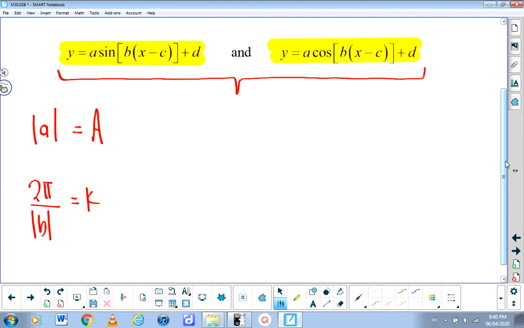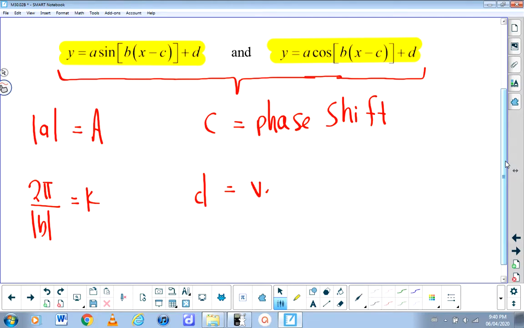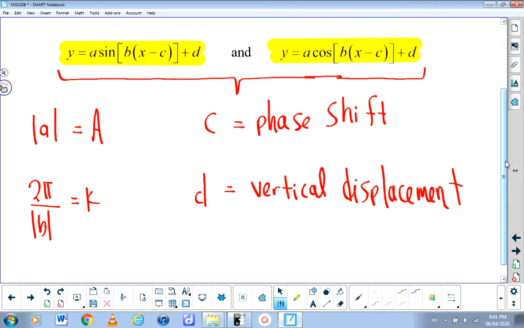In terms of c and d, c is responsible for a translation to the left or the right, but we use different terminology now. c is called the phase shift of the trigonometric function. And d, which is equivalent to our old k in Unit 1, d is in fact responsible for a vertical translation, but what we call it in this unit with regards to sine and cosine functions is the vertical displacement. And lastly, I want to point out something about 2 pi over b equals k. Don't forget, and we went over this in the last lesson, that 2 pi divided by k would give you b.